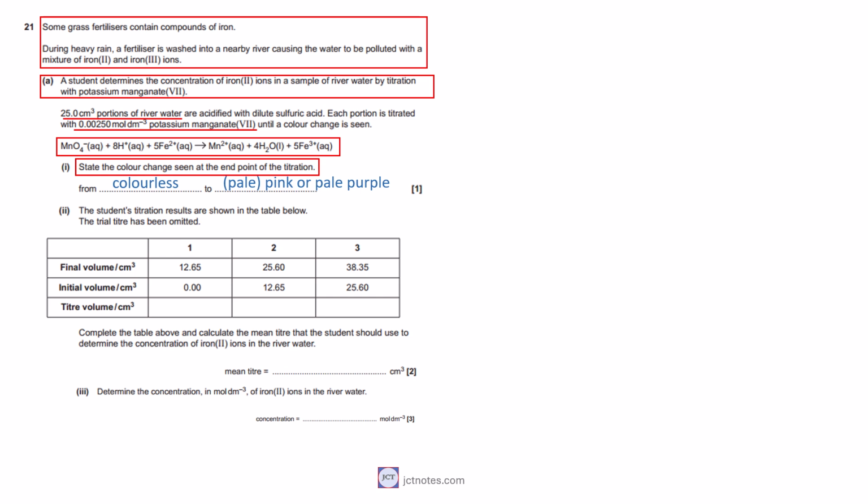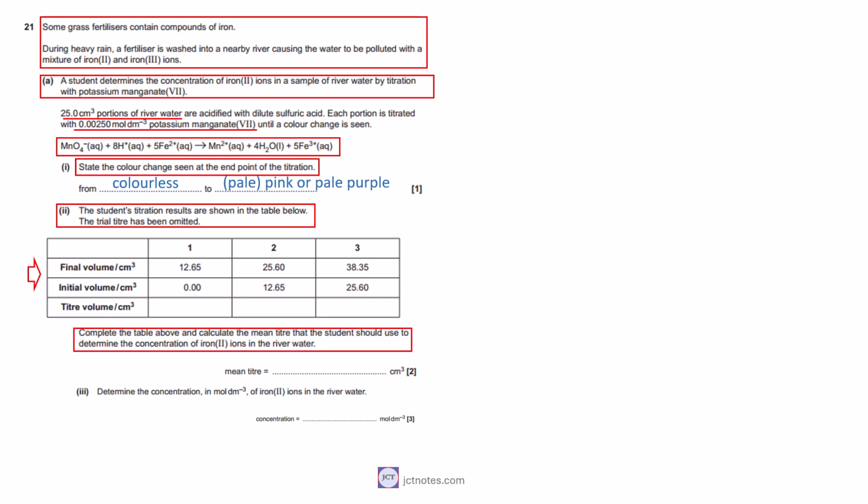In the second question, we are given the student's titration results, omitting the trial titer. We are asked to complete the table and calculate the mean titer that the student should use to determine the concentration of iron 2 ions in the river water. The titer volume for each titration is obtained by subtracting the initial volume from the final volume. This gives 12.65 for the first, 12.95 for the second and 12.75 for the third.